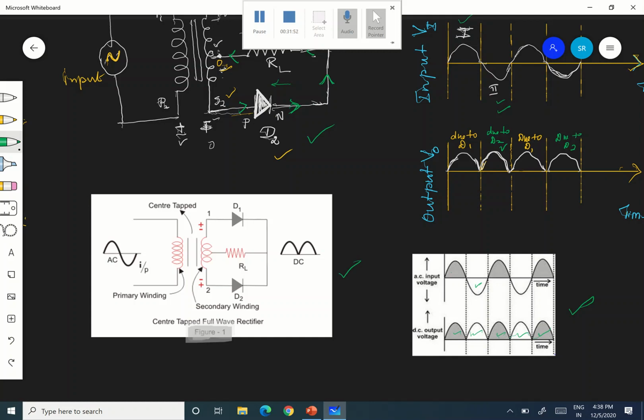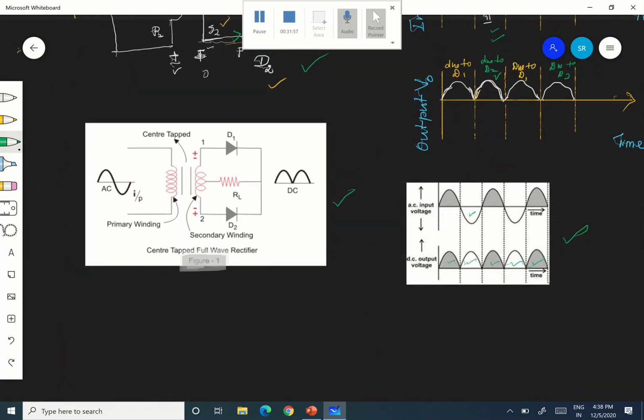Okay, so now this full wave rectifier has so many applications. Therefore, what are all the applications?